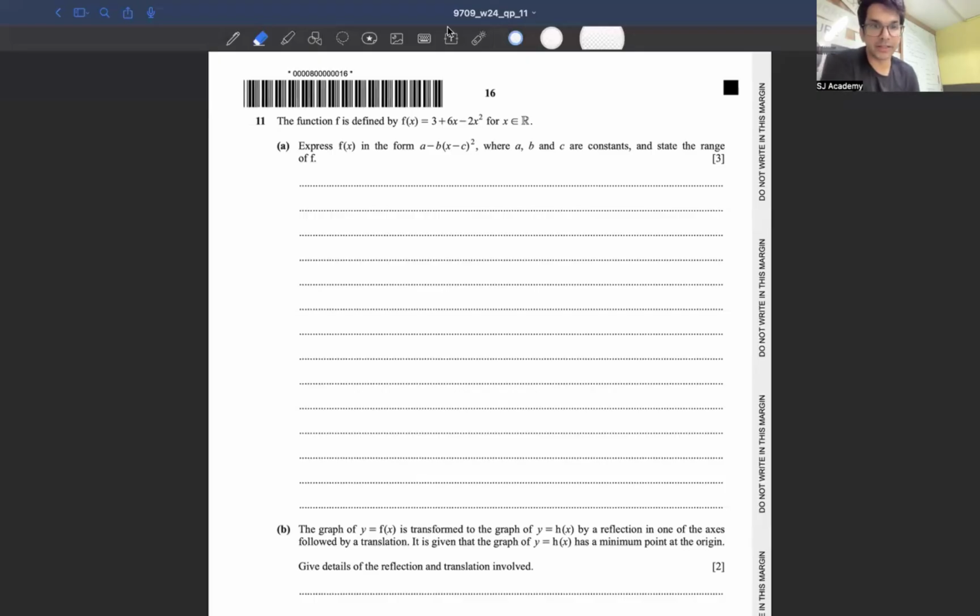In question 11, it says that the function is defined by f of x is equal to 3 plus 6x minus 2x squared. We have to express f of x in the form a minus b into x minus c whole squared, and then state the range of f. To express f of x in this form, we can do it by the completing the square method, or we can do it by the comparison method. So if we simply expand this expression, this will become x squared minus 2xc plus c squared.